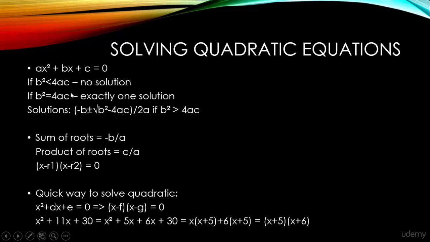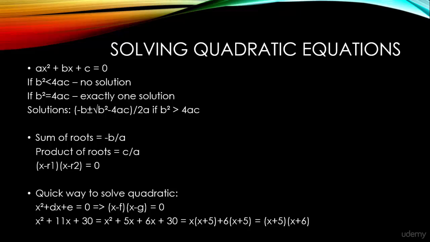The equation has two solutions given by minus b plus or minus square root of b square minus 4ac by 2a if b square is greater than 4ac. So the sum of roots is minus b by a and the product of roots is c by a. If the roots are r1 and r2, the equation can be written as x minus r1 into x minus r2 is equal to 0. A quick way to solve a quadratic without the above formula is to factorize it.